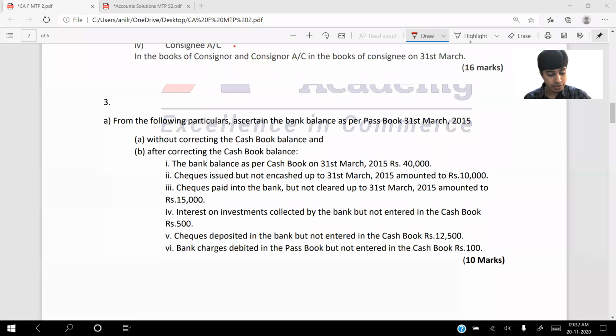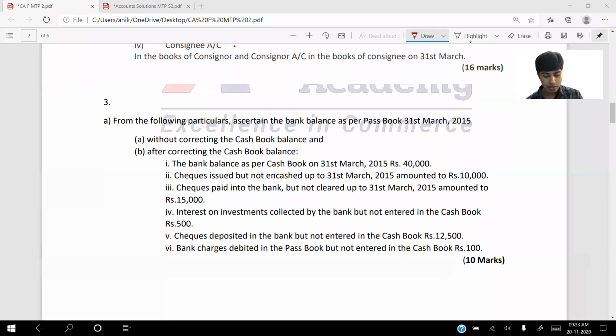So starts with the third question now. From the following particulars, ascertain the bank balance as per passbook. So they want us to ascertain the bank balance as per passbook. So our starting point will be bank balance as per cash book, without correcting the cash book balance and after correcting the cash book balance. So basically they're asking us to do it with no difference between timing and non-timing differences first, and then the difference between timing and non-timing differences. Fine. That is like with adjusted or amended cash book, without adjusted or amended cash book.